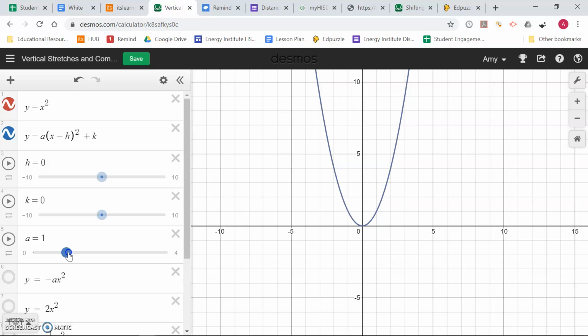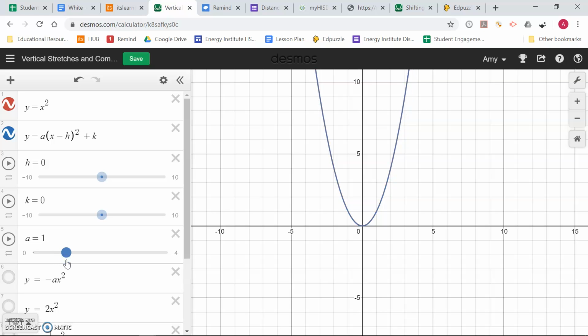Then as I go closer to 0, we notice that the blue graph gets wider. So as A gets more than 0, it gets skinnier. As it gets closer to 0, it gets wider. And then when it's actually 0, that gives us a straight line. So that is the first thing.